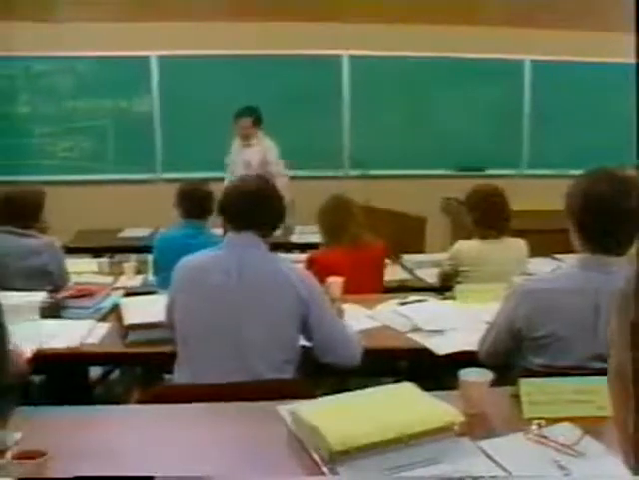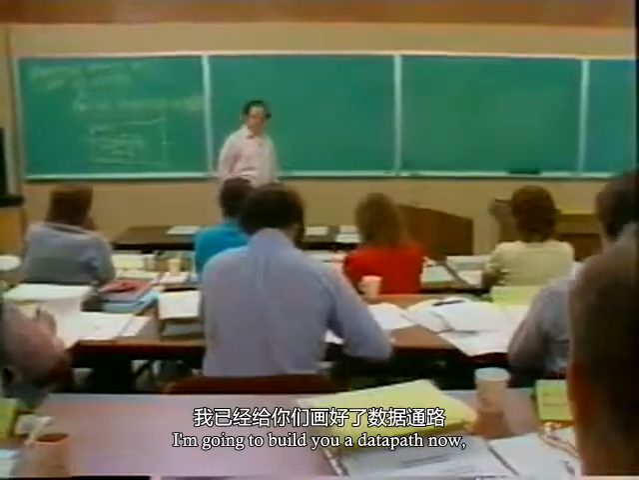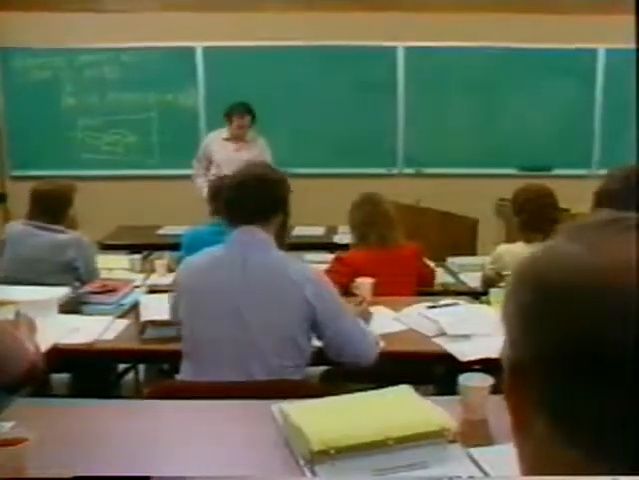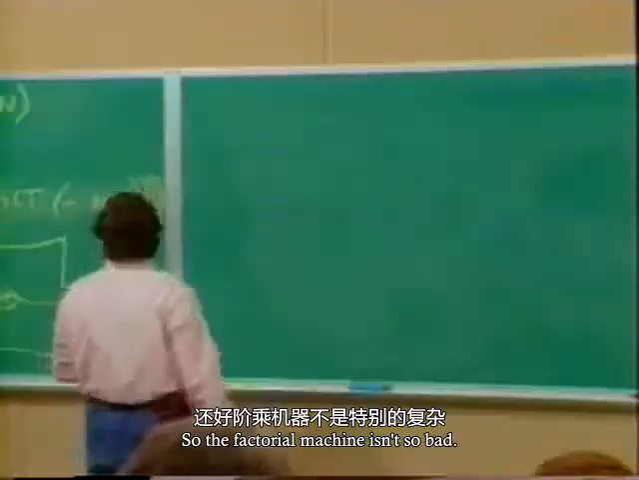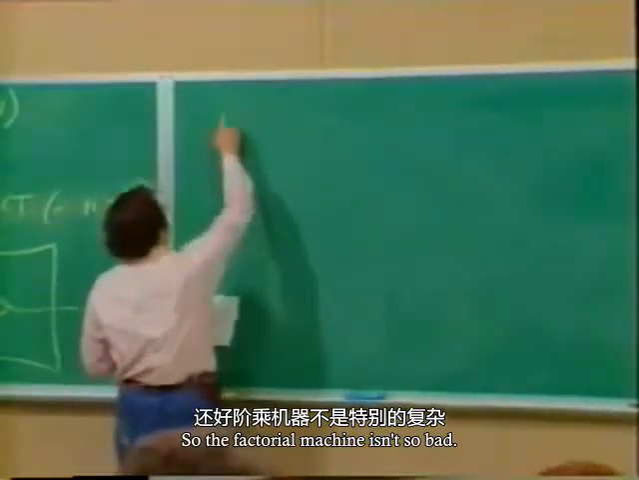Okay, well, let's do it. I'm going to build you a data path now, and I'm going to write the controller. Then we're going to execute this to see how you do it. So the factorial machine isn't so bad.